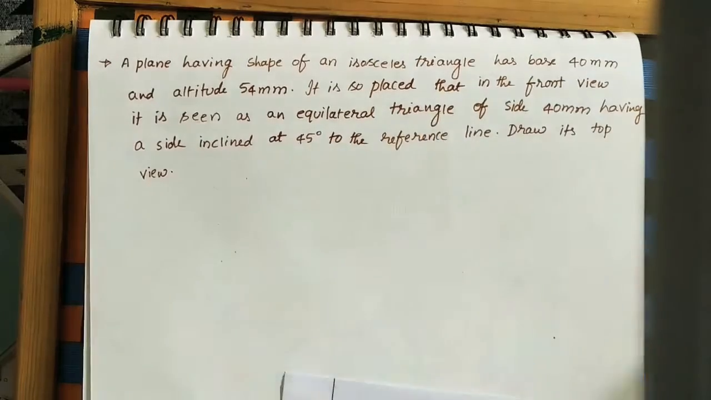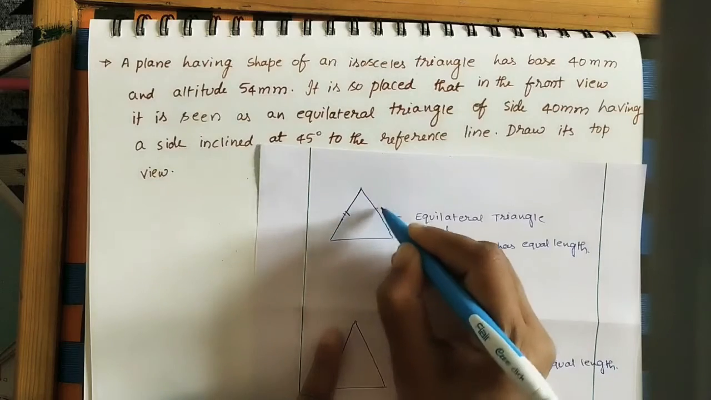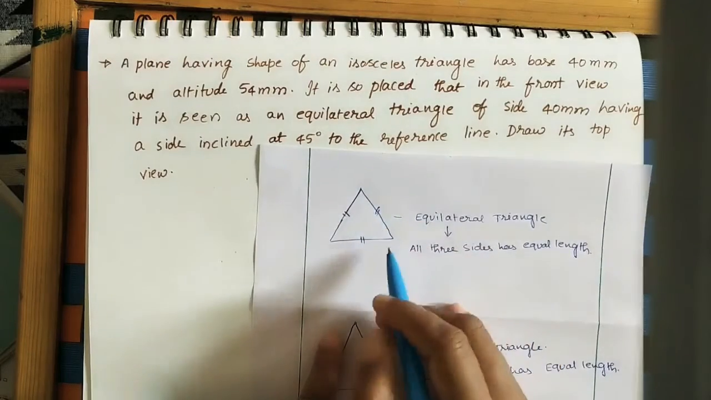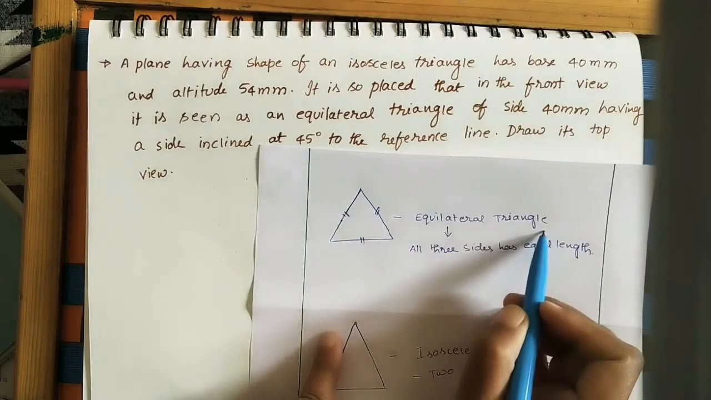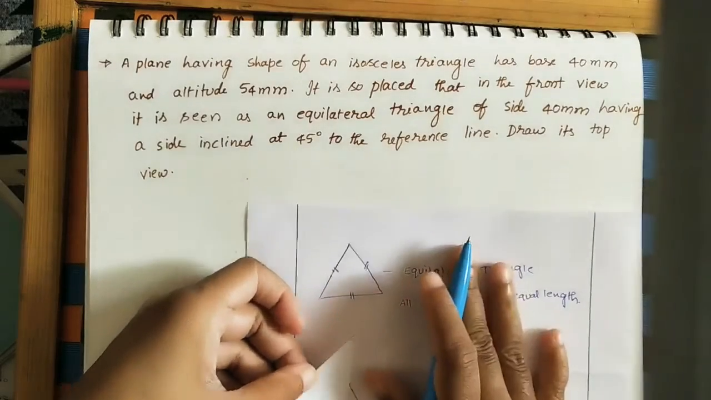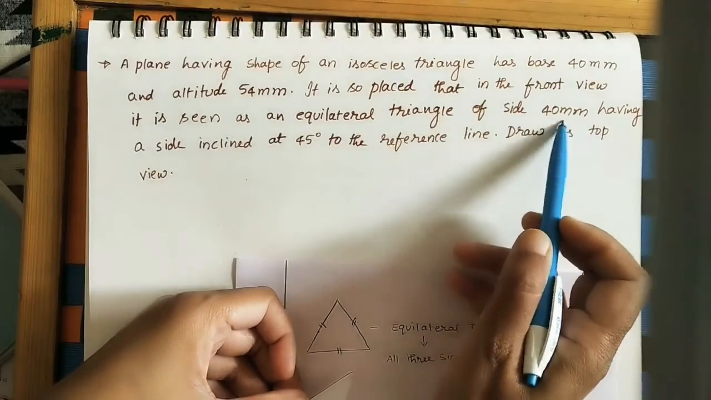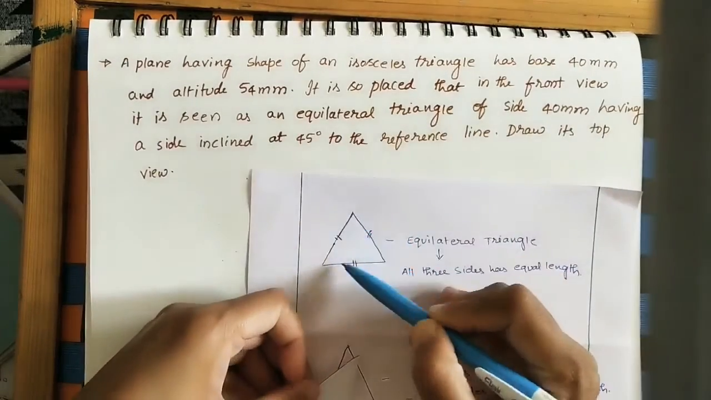Equilateral triangle means all three sides have equal length. So this side and this side have the same length. We can call this triangle an equilateral triangle. So this triangle is looking like this. We are keeping it like that. Equilateral triangle of 4 centimeters, 40 mm. All three sides have 4 centimeters.